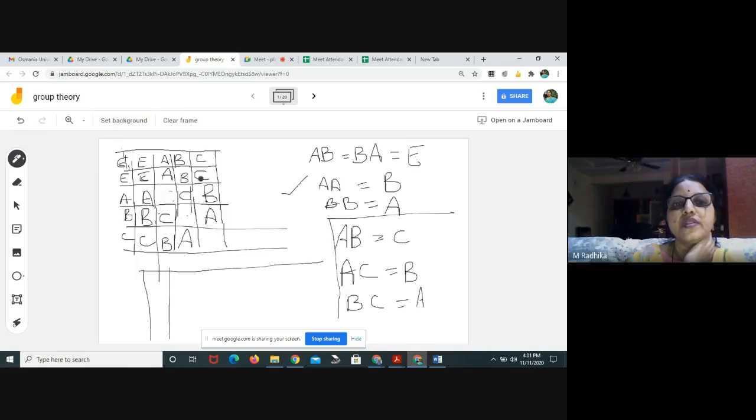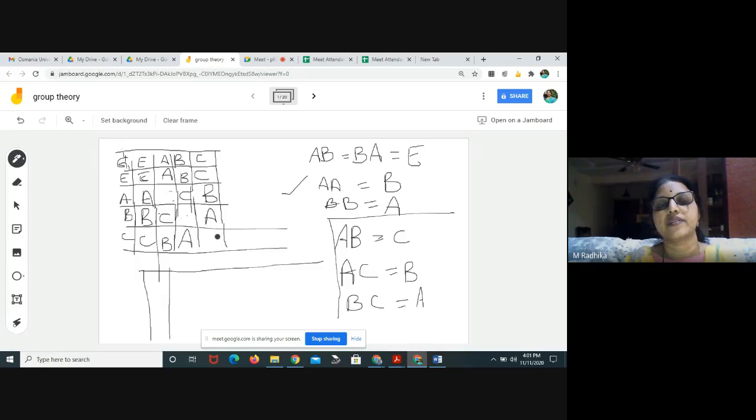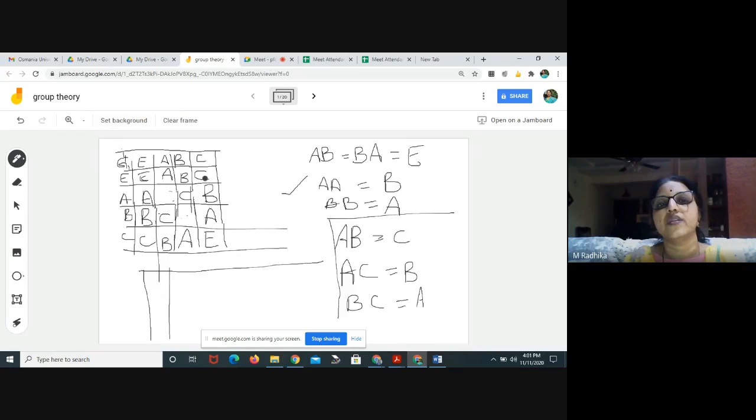In this, if I take B into C, what is the element which is left? E, right? E is left. C is there, B is there, A is there, only E is not there. Here also A, B, C are there. What is not there? E is not there. So I should write such that the element appears only once. Got it?